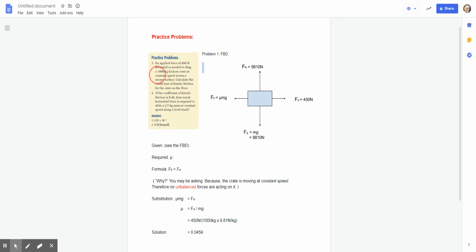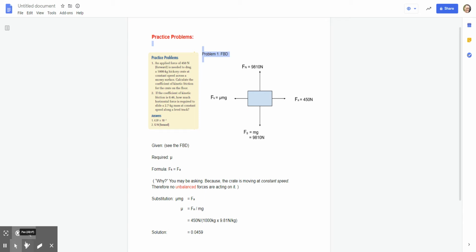First of all, constant speed. This implies that the acceleration is 0, and therefore the applied force forward is equal and opposite to the frictional force going backwards. That is one of the subtle things that you're going to see a lot of, okay?